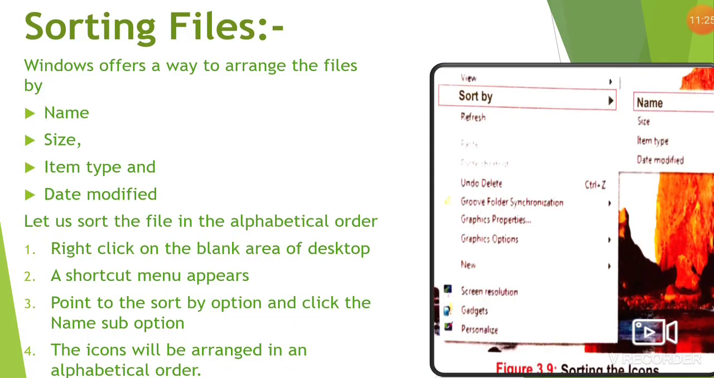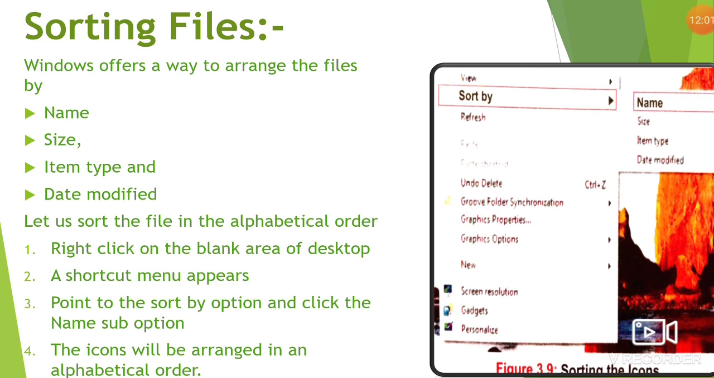Now, sorting files. Sorting means to arrange your files. Windows offers many ways to arrange your files. You can arrange your files by name, which means in alphabetical order; by size, arranging files in descending order of file size; by item type, which groups the files based on their type; and by date modified, according to the date they were last modified. So these four ways we can sort our files.